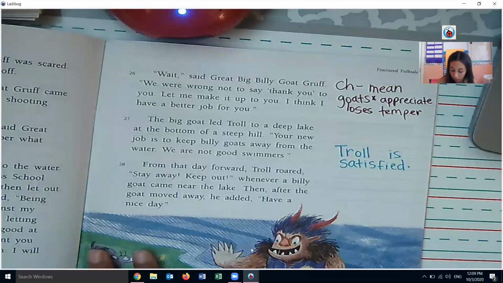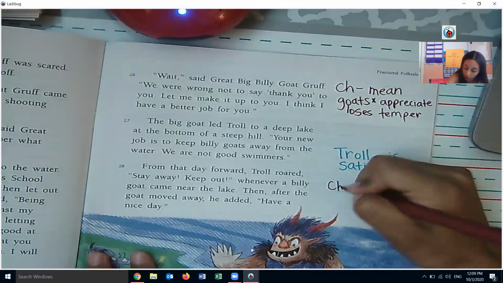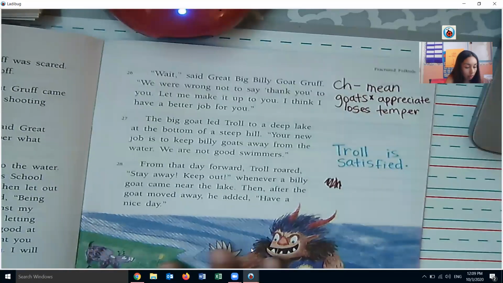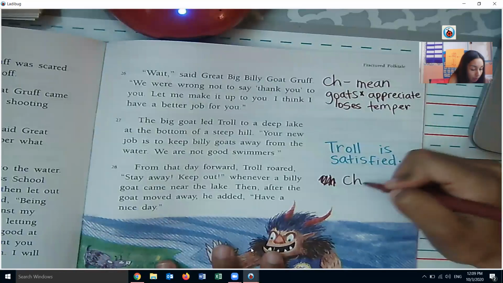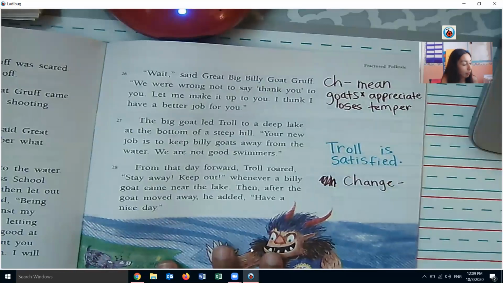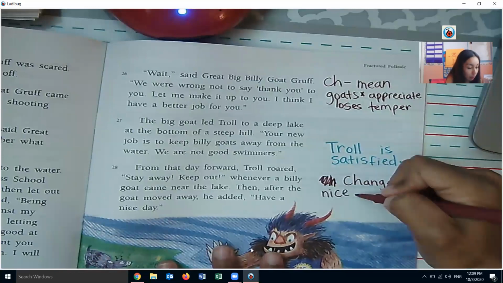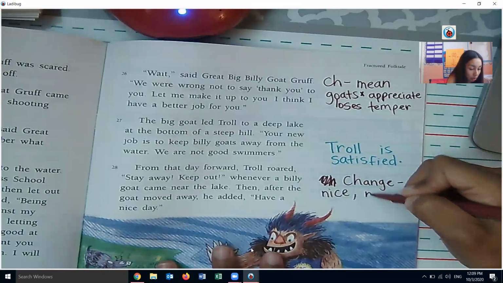How does Troll's character change in the story? Going to write challenge again. How does the character... Oh, I was going to write change. Character. He changes by being nice, and then he's mean. Kind of similar to the challenges.